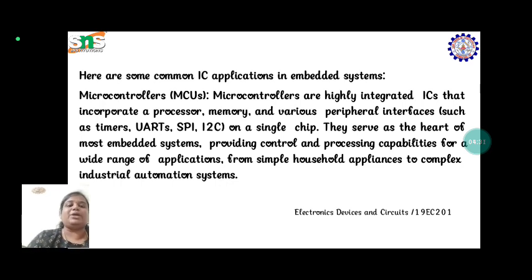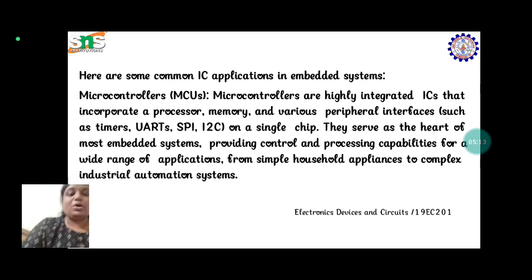A microprocessor does only the processing, so it is called a microprocessor. A controller does controlling and also processing. So embedding of processing and controlling is done by a microcontroller. In some applications we use a processor, in some applications we use the controller. Microcontrollers are highly integrated ICs that incorporate a processor, memory and various peripheral interfaces such as timer, UART, SPI and I2C on a single chip.